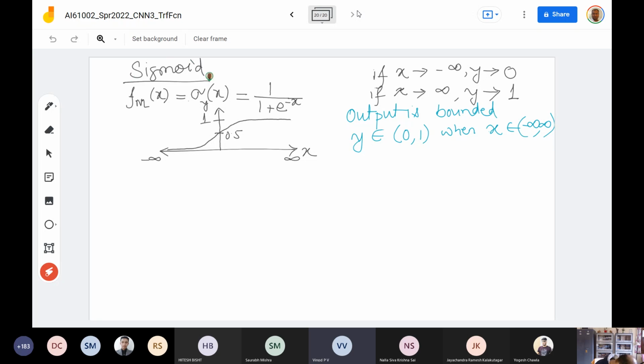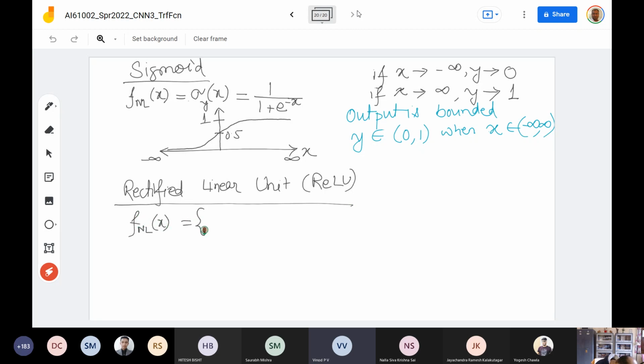There is another one which is called rectified linear unit, or ReLU. So the rectified linear unit is defined something like this: f(x) is equal to x if x is greater than or equal to 0, and equal to 0 otherwise. If you draw this response, it looks something like this.